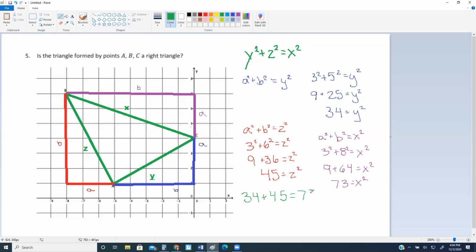This is where I'm going to stop and let you finish. If this is a right triangle, this side will equal this side. Does it? Is it a right triangle? That is for you to finish figuring out. Good luck.